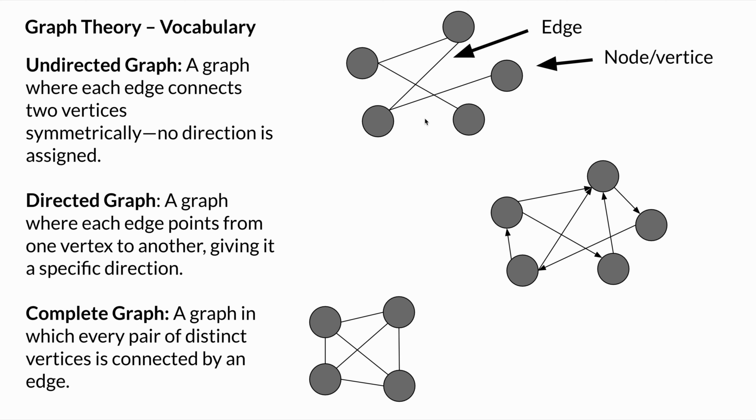A directed graph is one where the edge actually points from one vertex to another. So here you'll see that there are arrows going from one node to a different node. And in a complete graph, every pair of distinct vertices is connected by an edge, meaning that all of the vertices have a path to each other, essentially. If you're a combinatorics person, then you know that you can figure out mathematically how many edges there are in relation to how many nodes there are on the graph, like so. So this is a complete graph because all the nodes are connected to all the other nodes.